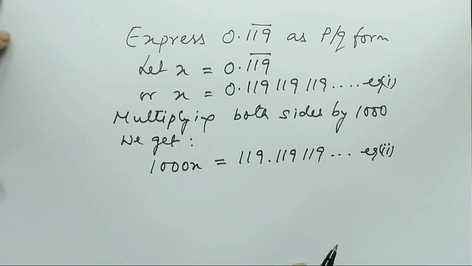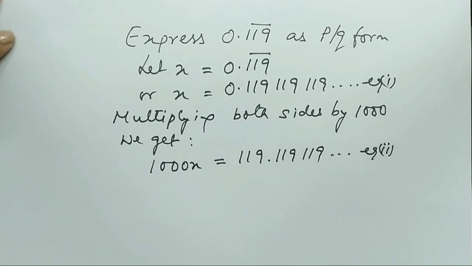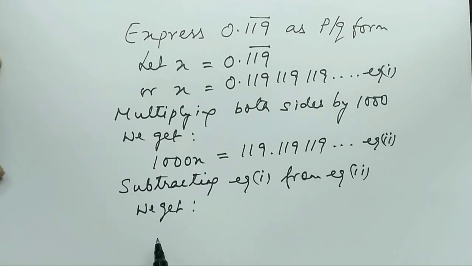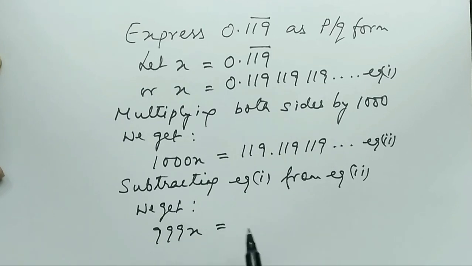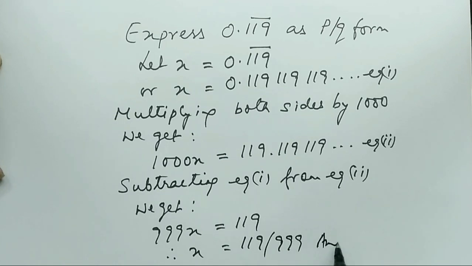Alright, so the next step would be to subtract equation 1 from equation 2. So 999x equals 119. Therefore, x is equal to 119 divided by 999. So this is our answer.